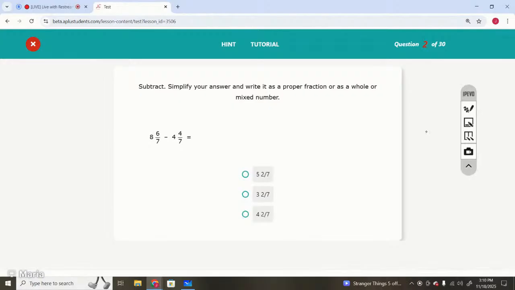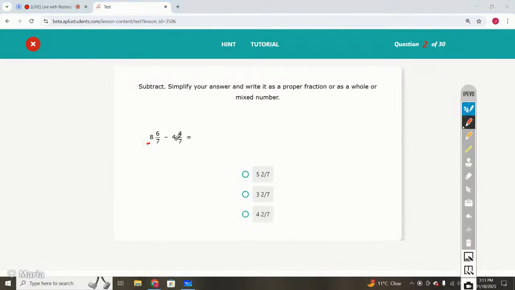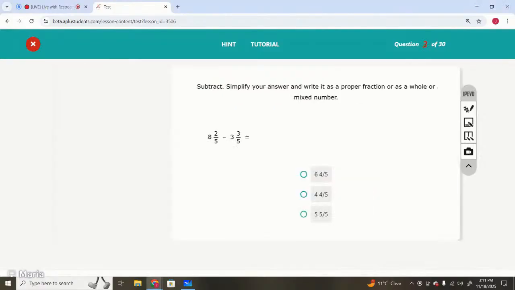Subtract 8 whole 6 by 7 minus 4 whole 4 by 7. So start subtracting their whole numbers. Then 6 by 7 minus 4 by 7. Subtract their numerators. 6 minus 4 is 2. So that is 4 whole 2 by 7. The correct option is 4 whole 2 by 7. Option number 3 is the correct option.